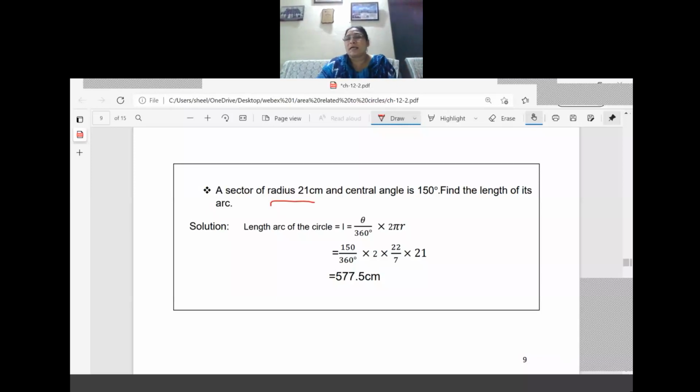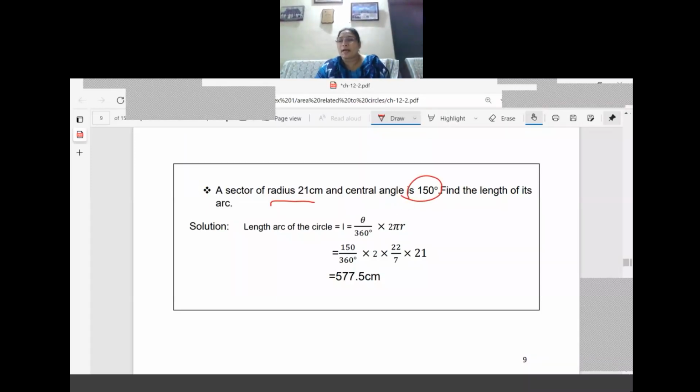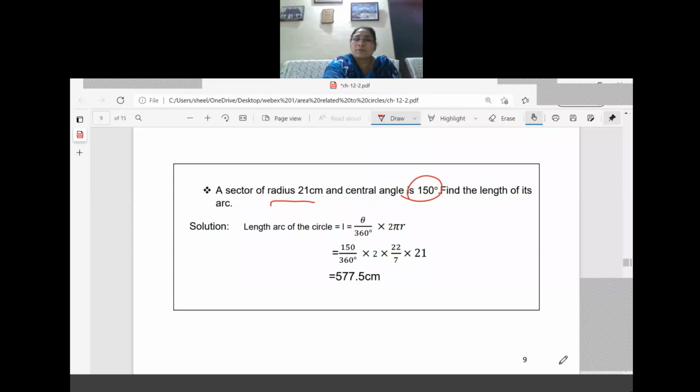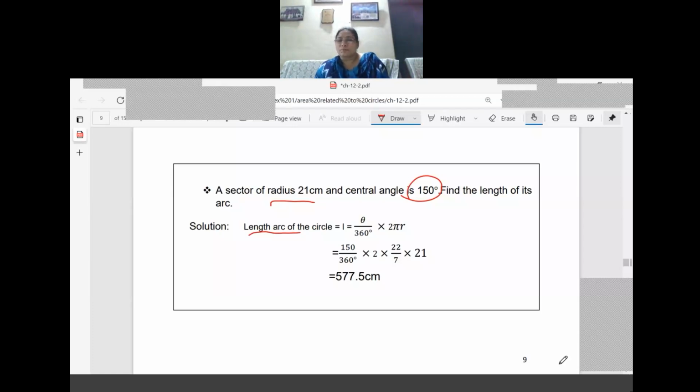Now what is the central angle? Theta equals 150 degree. So we got the angle and we got the radius. Now what is the question? Length of the arc. Direct formula: L equals theta by 360 into 2 pi r. Just substitute the values. What is theta for us? 150. So 150 by 360 into 2 into 22 by 7 into 21. Direct question only.